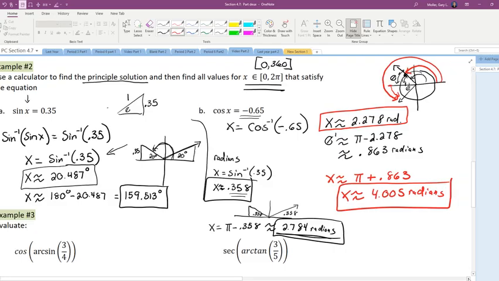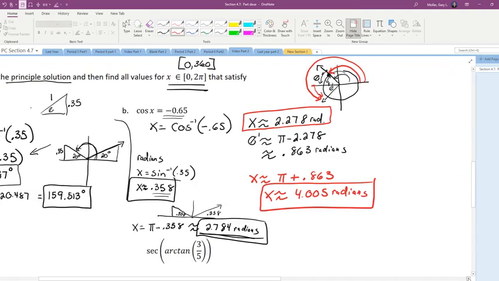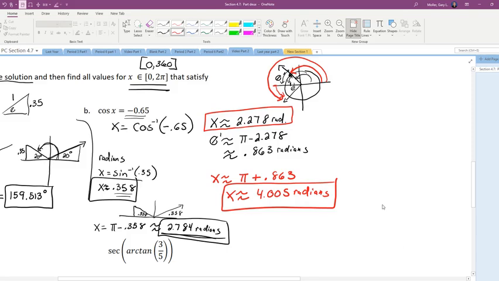So if we redid this problem, let's say that when we did this initial problem, we got an answer of, who cares, I'm making this up, 11 pi over 12. Okay, so this angle right here, let's pretend is 11 pi over 12.